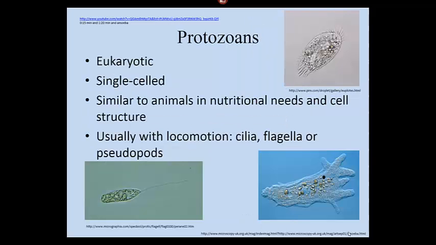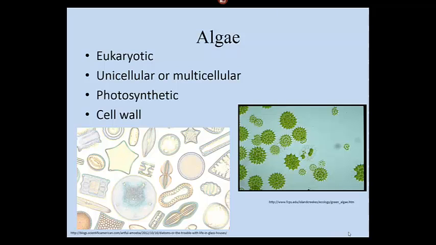Protozoans, again, eukaryotic, single-celled, similar to animals in nutritional needs and cell structure for the ones you're going to be studying. There are other members of this kingdom. These are the ones that are members of kingdom Protista that can be plant-like, and you also have some that can be fungal-like. They usually can move, and they move either by cilia, flagella, or what are called pseudopods. And again, you'll look at some of these under the microscope in lab.